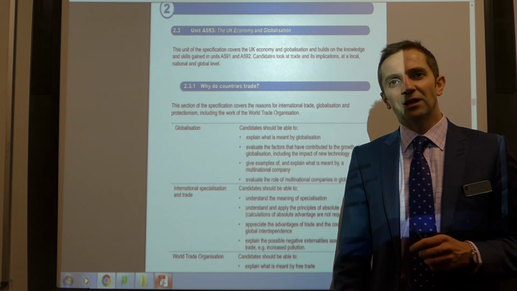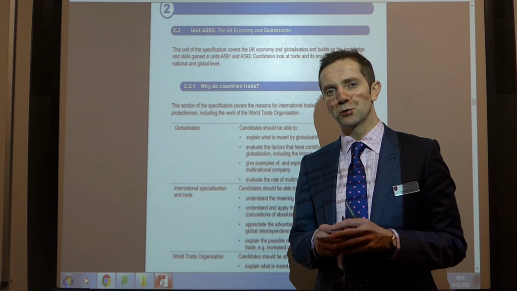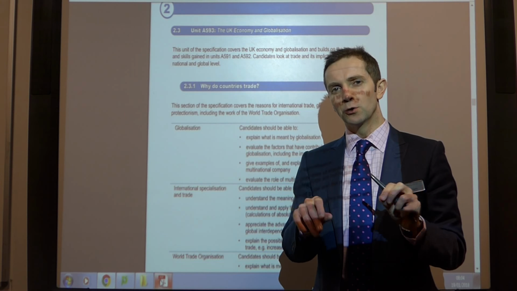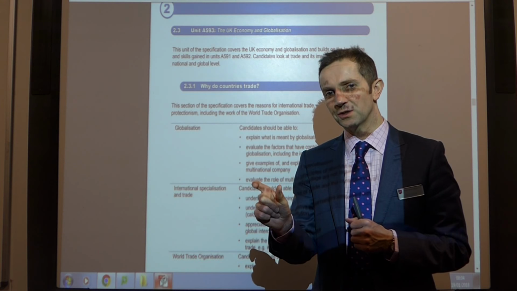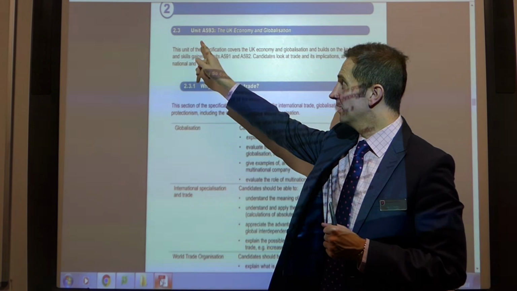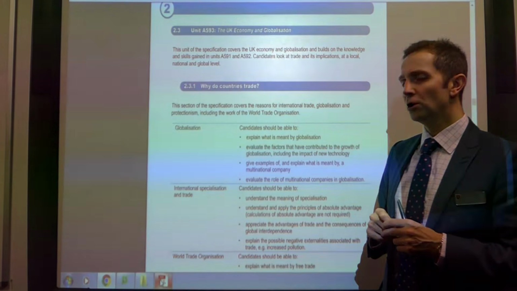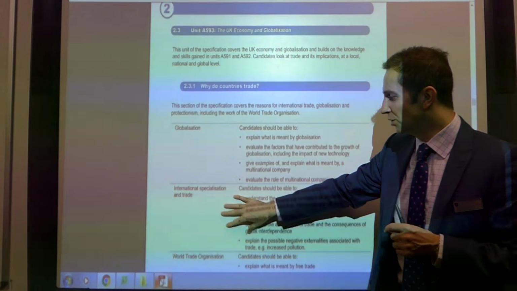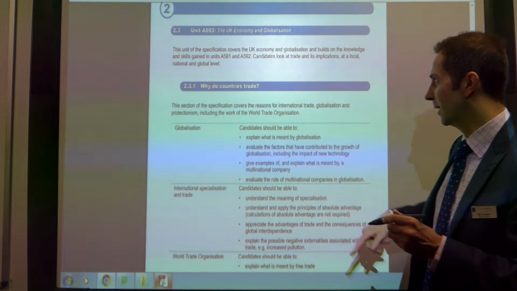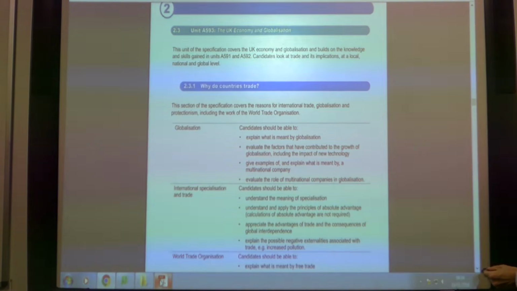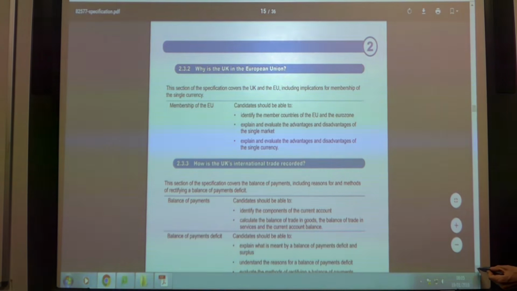We go to the specification, ladies and gentlemen. You can get this from the OCR website if you haven't already got a copy. So if you Google OCR GCSE Economics, make sure you take the spec from Jan 2012 and go to the 2.3, which is Unit 3. Okay, so now we're looking at the specification. We need to look here for something to do with the current account balance. So having already looked at this, I know that the current account balance is on the second page. Any reference to it is on page 2.